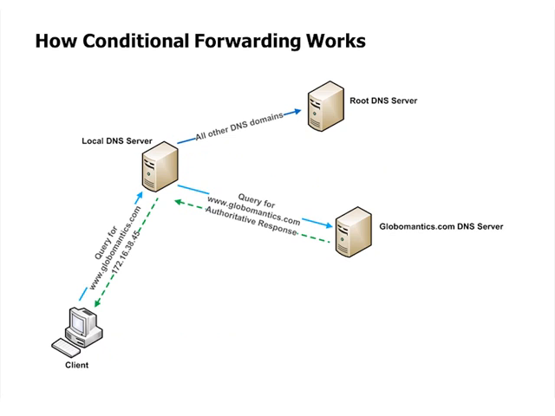What about conditional forwarding? With conditional forwarding, we could have an example here where a client makes a query for www.globalmantics.com, and the local DNS server might be set up with a conditional forward that says, hey, if anybody's looking for anything that includes globalmantics.com, let's go ahead and put in the specific IP address of the globalmantics.com DNS server, and let's forward that request on to it. And if I get a request for anybody else, we'll go out to root hints.